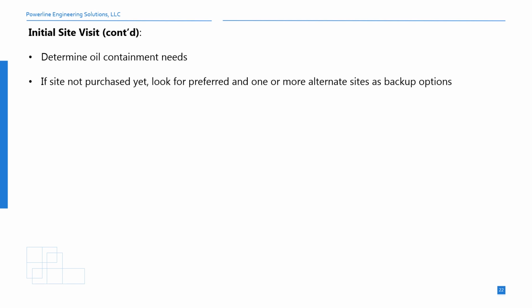An important consideration is the number and size of the transformers and the corresponding volume of oil and the containment needs. Sometimes the containment requirements are dictated by local codes and standards. Lastly, if the site is not yet purchased, then it is wise to look for a preferred option with one or more alternate options as backups.